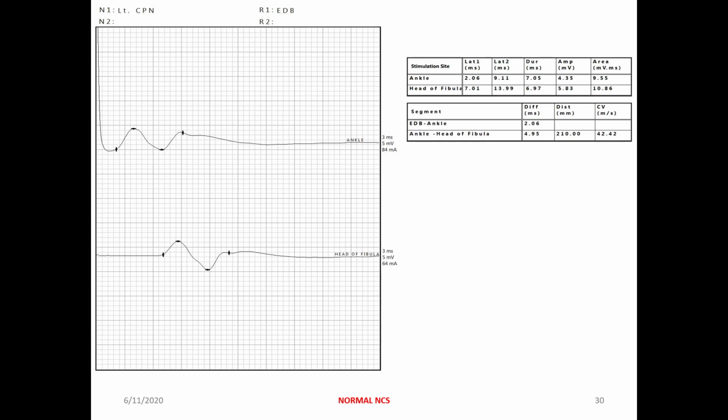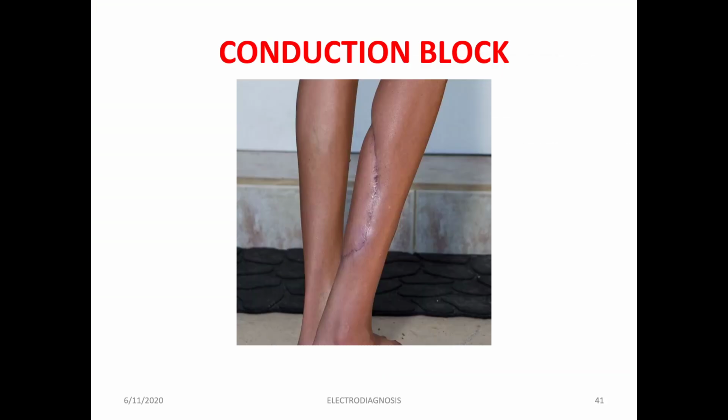Now let us explain with a few examples. So here you can see conduction block. So if you want to record from abductor hallucis, okay, you can identify the location of the abductor hallucis. So definitely it will be in foot. Now we are stimulating on the medial side.